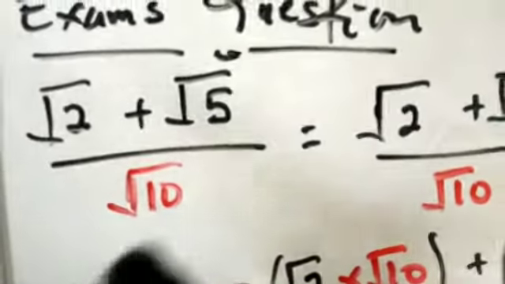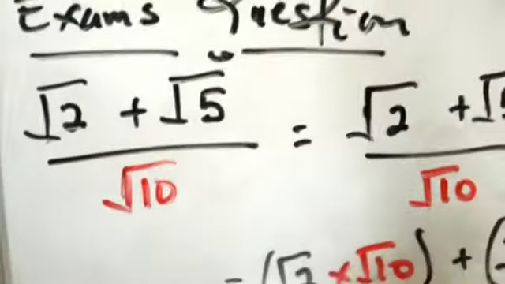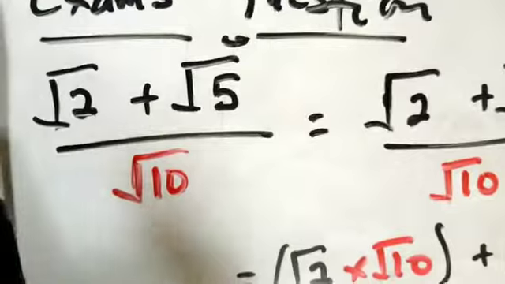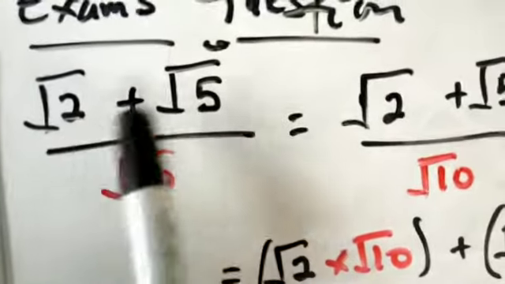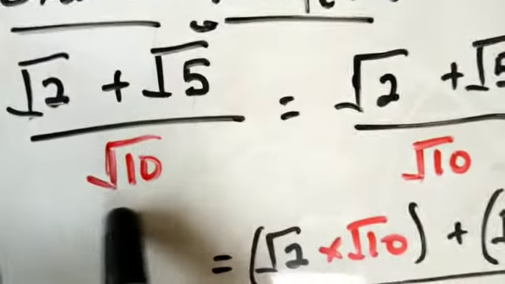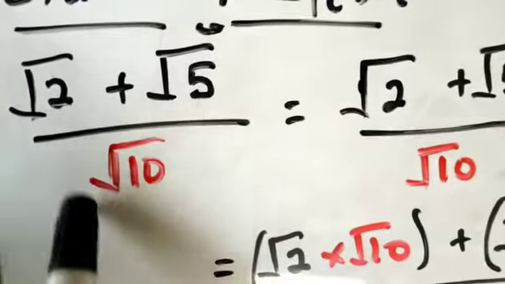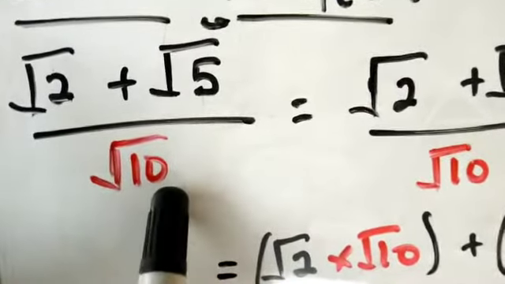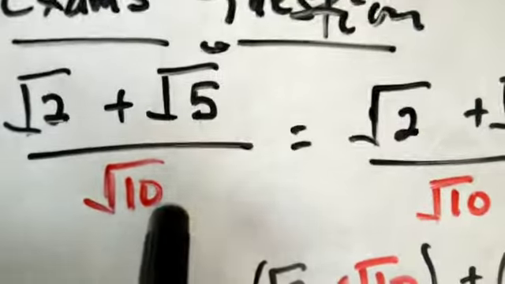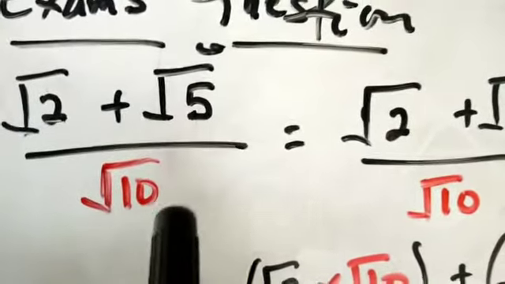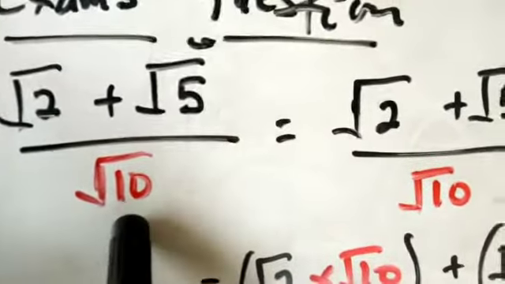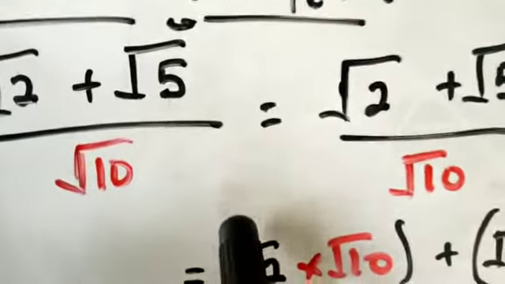Once again, you need to know the techniques, the rules, and the tools available at your disposal. The first thing to consider is that we have root 2 plus root 5 all over root 10. As you can see, there is a root number in the denominator. That tells you that you have to rationalize. And how do you rationalize? You multiply by the denominator over itself.